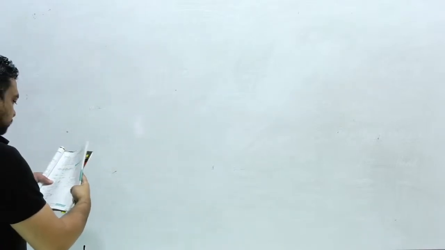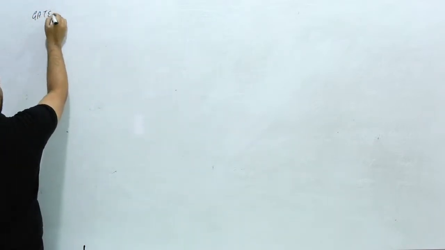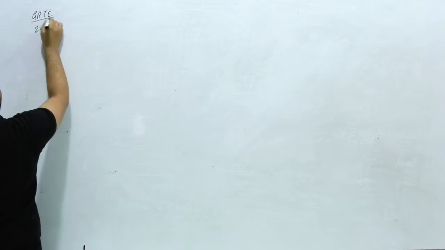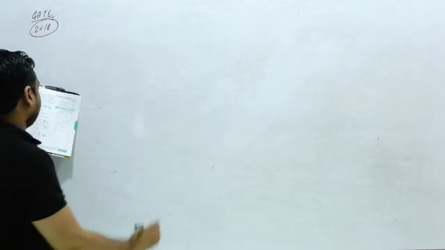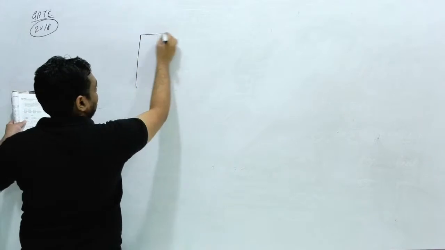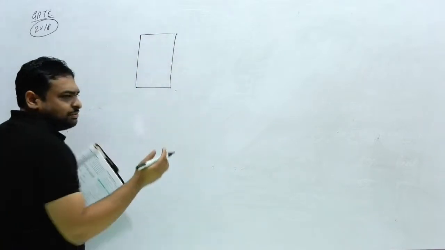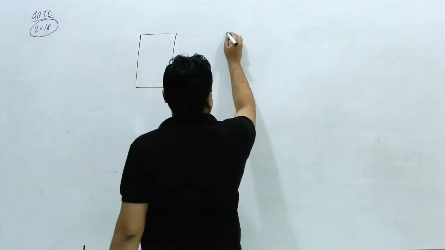Okay. Now the next question. From GATE 2018, I am considering one question from multiplexer. This is a very simple question. Multiplexer is very easy. You only have to process.